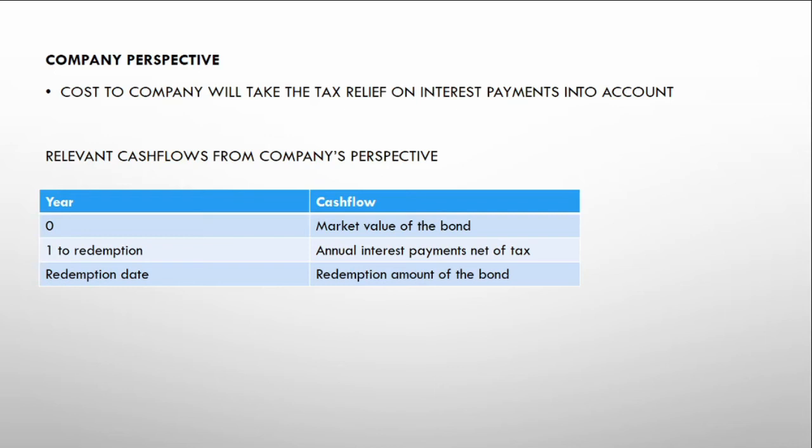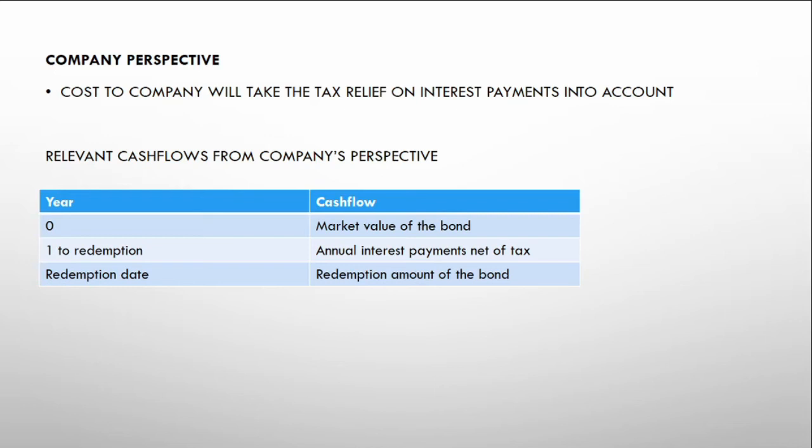But when it pays these interest payments and reflects it in its tax calculation, SARS is going to allow a deduction for these interest payments at the tax rate. So we need to take into account what the tax shield is going to be on these interest payments. So the relevant cash flows from a company's perspective.